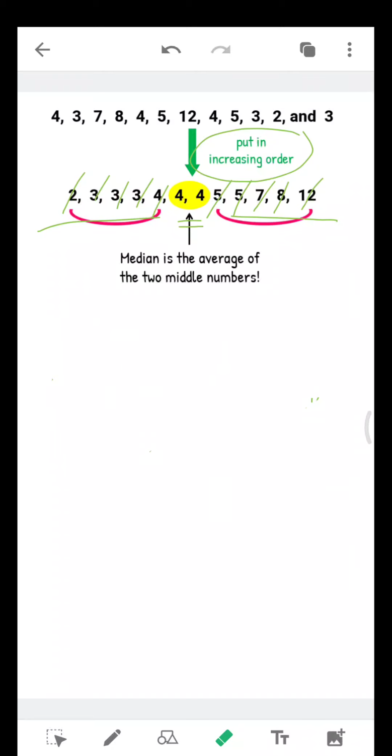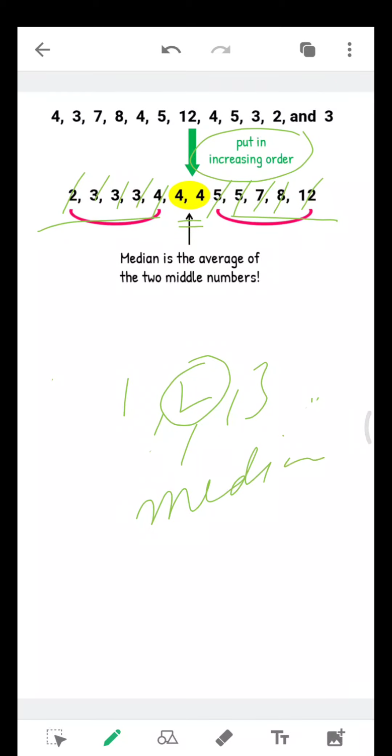If I have only, say, three numbers, 1, 2 and 3, which is the median in this? The middlemost, that is 2. So median will be 2. And if I have four numbers like 1, 2, 3 and 4, which are the middlemost in this? Middlemost are these two. So you should find the average of those two.